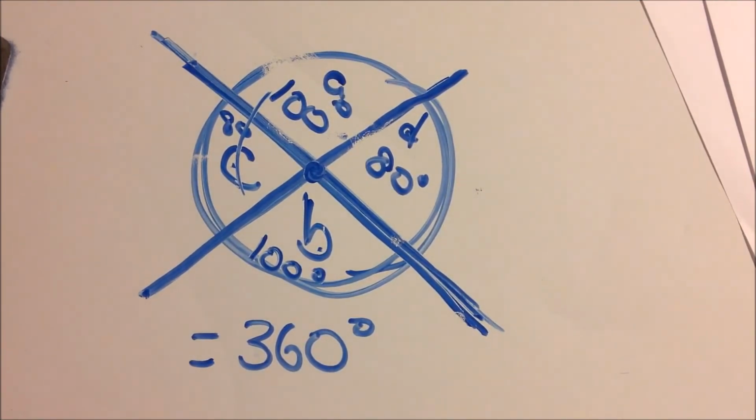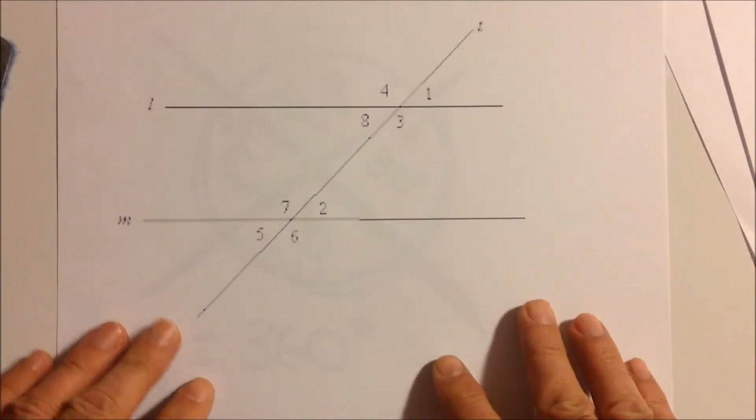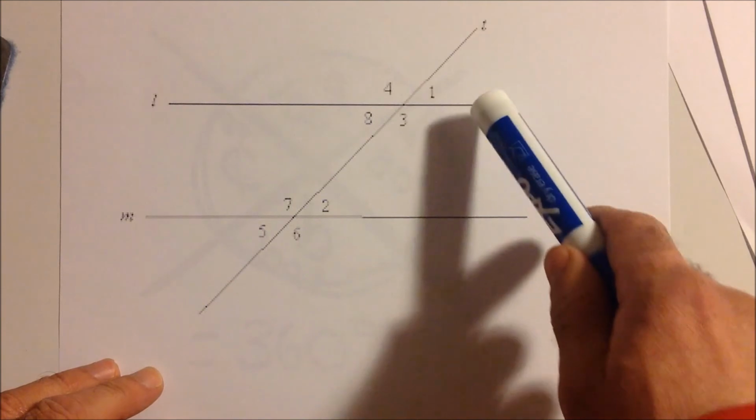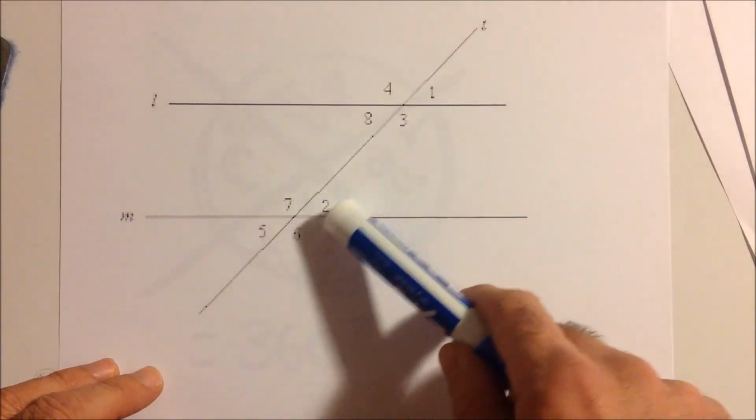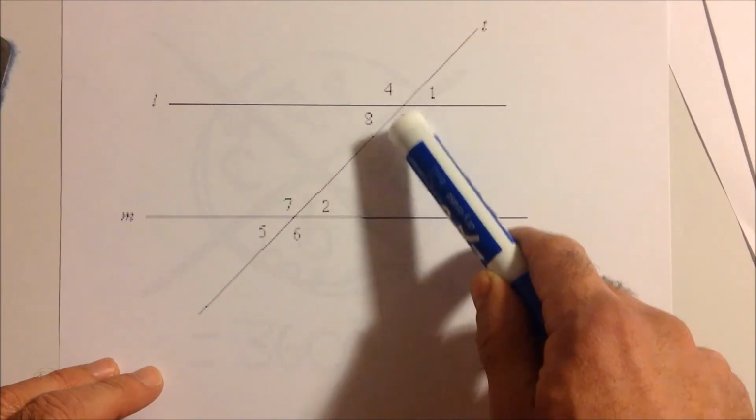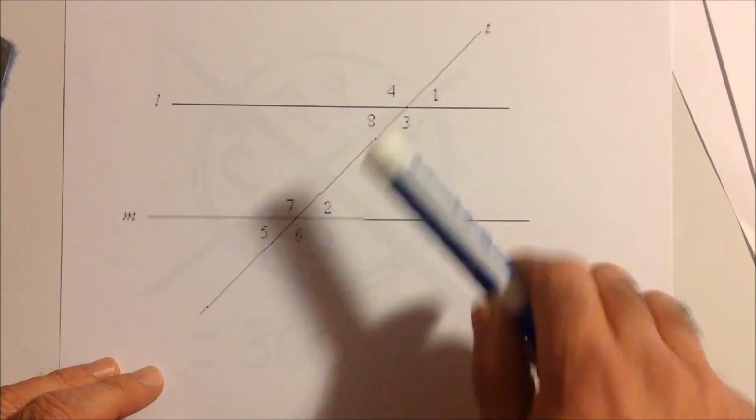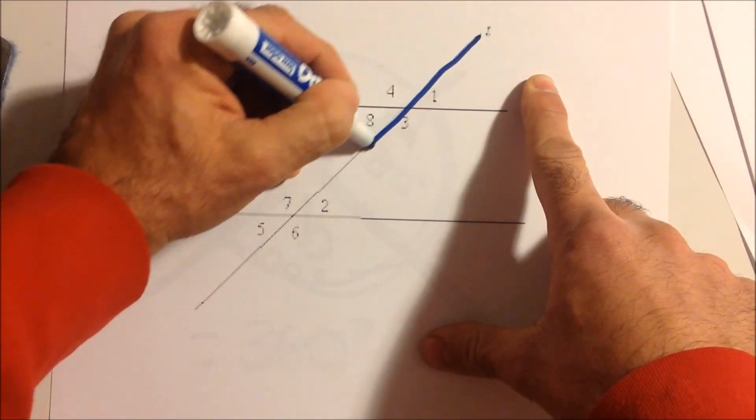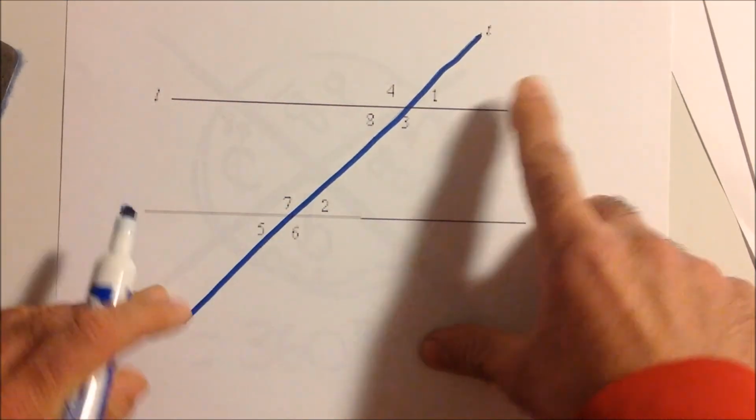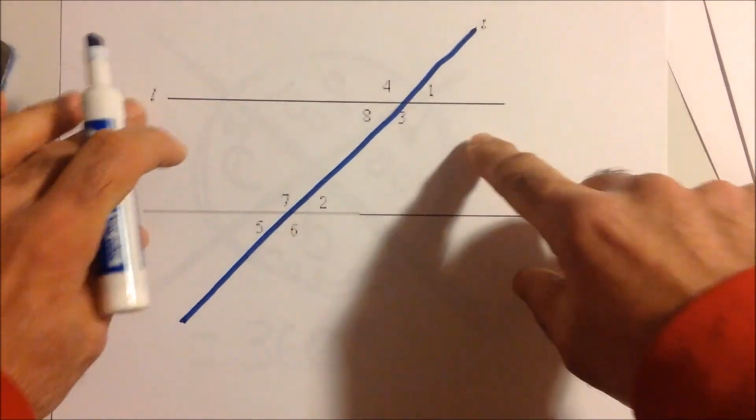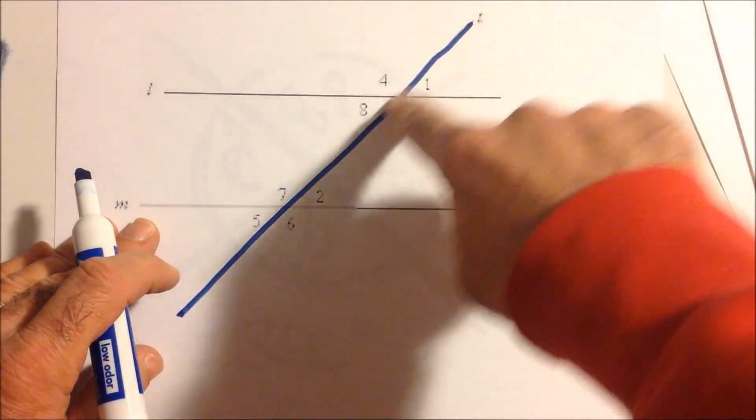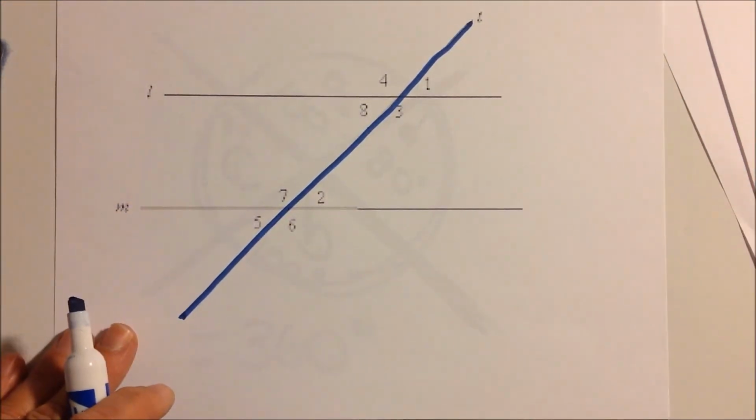So let's look at another example here. Here we have 2 lines, and we have a lot of angles here. Angle 1, angle 2, 3, 4, 5, 6, 7, and 8. Now this line that cuts through 2 parallel lines, remember 2 parallel lines never meet, this is called a transversal. And we'll talk about that more.